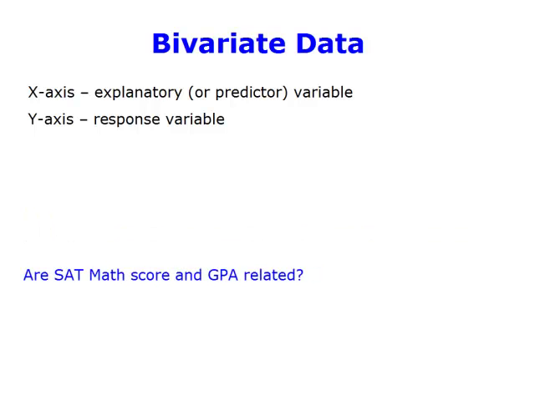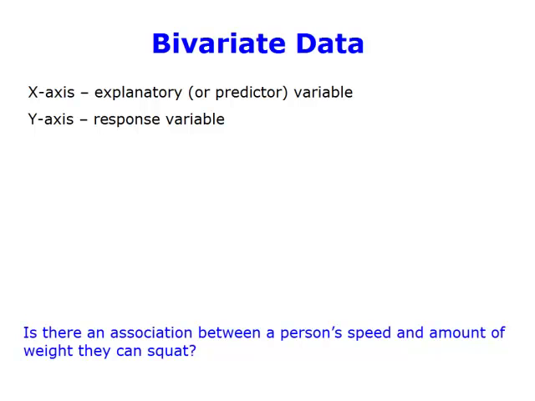Are SAT math score and GPA related? In this particular example, it turns out you could look at this two different ways. You can say SAT math score would be the explanatory and GPA would be the response, or vice versa, GPA would be the explanatory and SAT math score would be the response. Is there an association between a person's speed and the amount of weight they can squat? In this example, the explanatory variable would be the amount of weight they can squat, and the y-axis or response variable will be the person's speed.